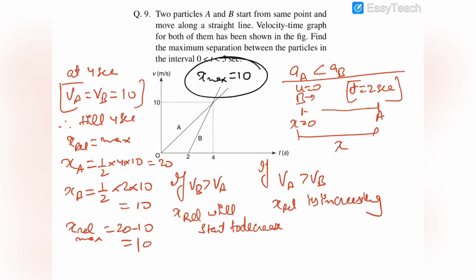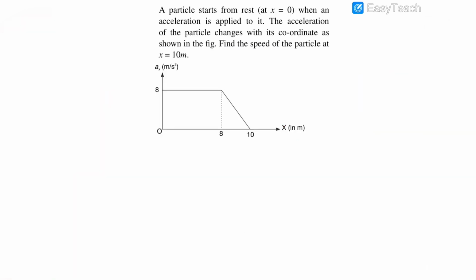Now we move on to the next question. In this question, you can see that it is an acceleration-displacement graph of a particle which is starting from rest from x equal to 0. So we need to find out the speed of the particle at x equal to 10. We have already discussed in the previous section that the area of the a-x graph, which is a dx, represents v dv, and the complete area represents v square by 2.